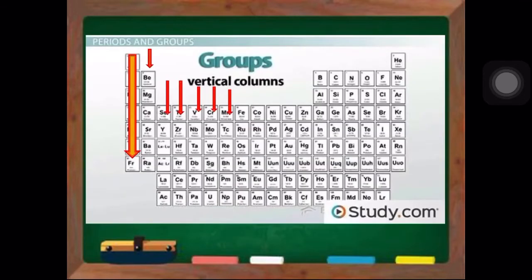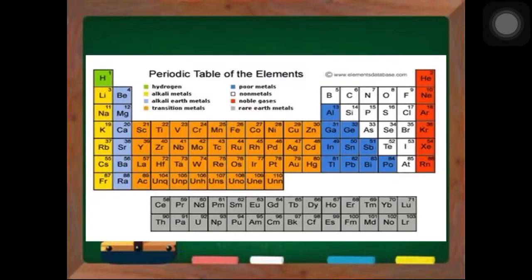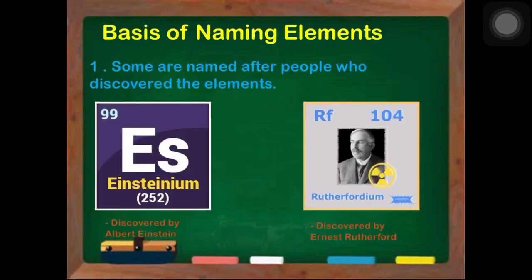And from top to bottom, the vertical columns, these elements have similar physical or chemical characteristics, and we call them groups. In this periodic table, you will also see the name of the elements and their symbols. Every element is described to be unique because each has its own name. But what are the bases of naming the elements? Here are the bases of naming elements.